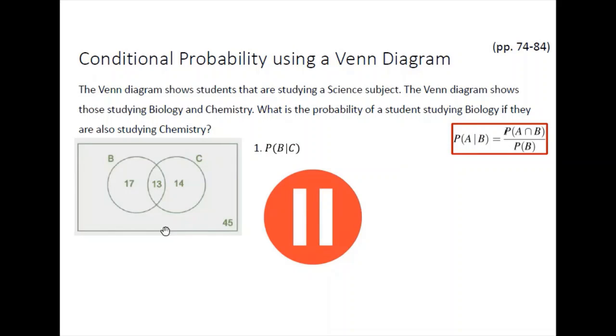So what is the meaning of this diagram? In this diagram we have 70 students that just study biology, 40 students that just study chemistry, 30 students who study both biology and chemistry, and 45 students who study other science subjects.